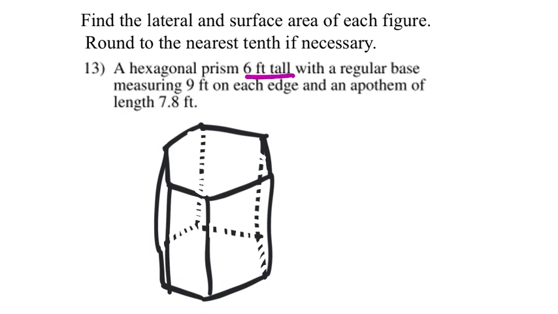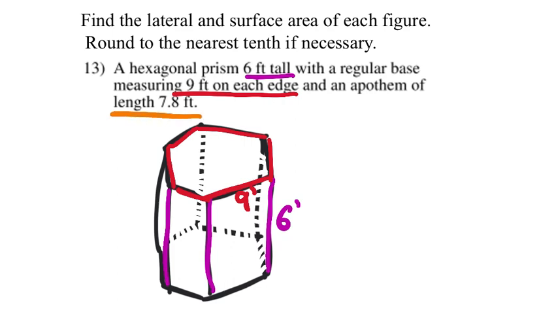So we know it's 6 feet tall. Well, that would be the height right here at 6 feet. And of course, that's all of the heights along the edges, which is going to help us with the lateral surface area. And then each of the lengths of the edges of the hexagonal prism is 9 feet. So that would be all of these that make up the hexagon. So this is a 9-foot edge right there.